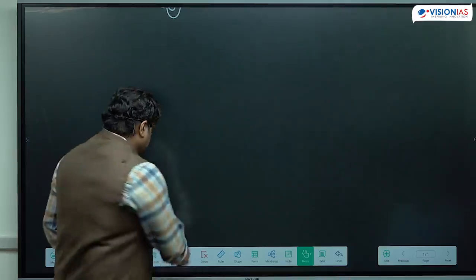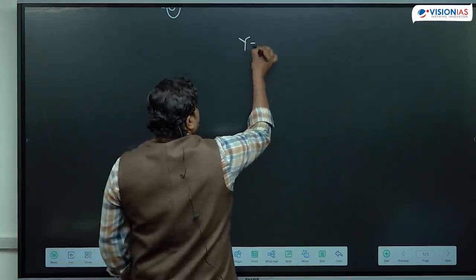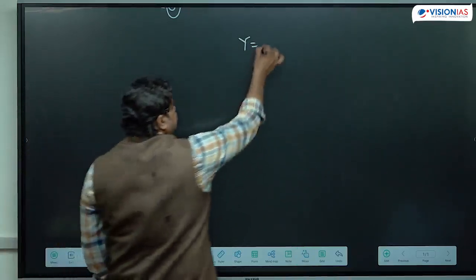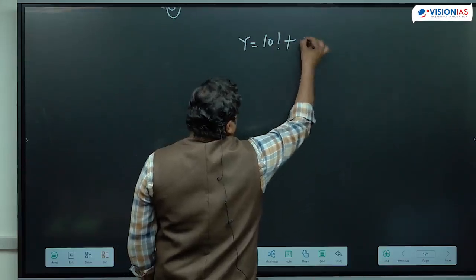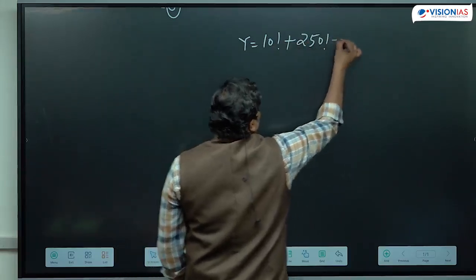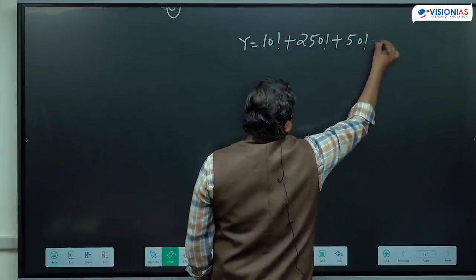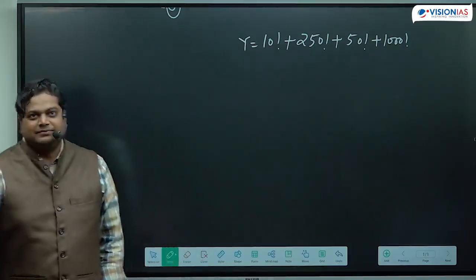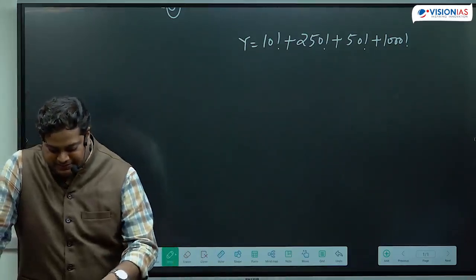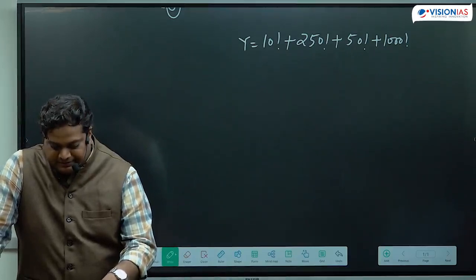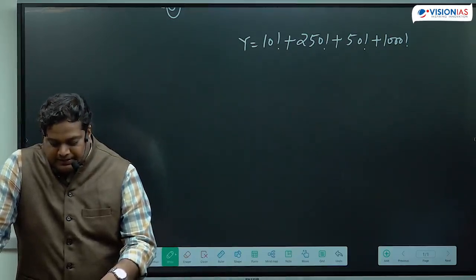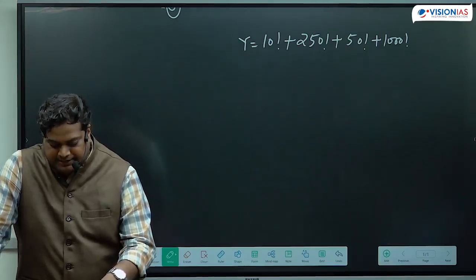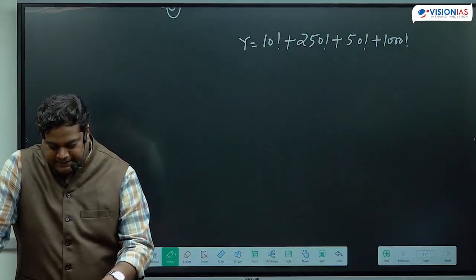If I write this way, another question, y is equal to 10 factorial. You can tell this immediately too. How many zeros are there at the end? 2. Very simple. Then write down another question.